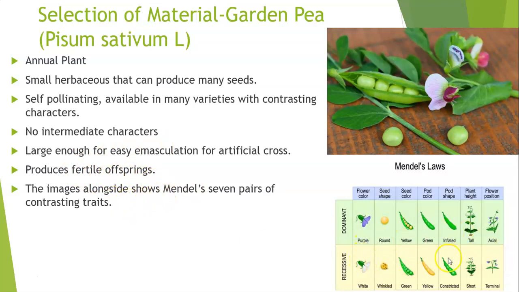This image alongside shows Mendel's 7 pairs of contrasting traits. For example, the flower color, that is purple and white, seed shape, round and wrinkled, seed color, yellow and green, the pod color, green and yellow, pod shape, inflated and constricted, the height of the plant, tall and short, the position of the flower, axial and terminal. These were the different traits that he used. He also mentioned the trait that was dominant and recessive.